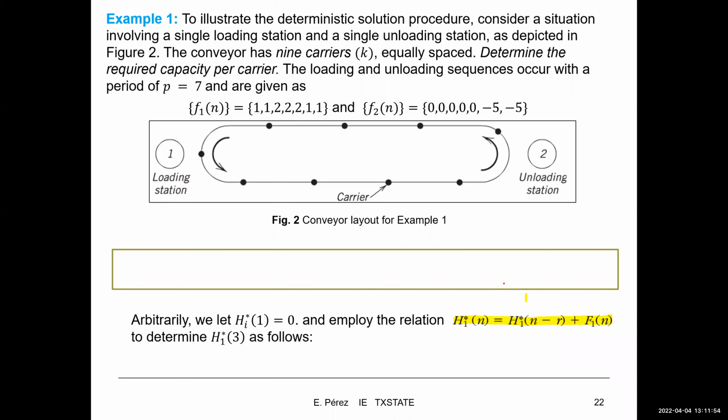So recall the amount of material carried by carrier N after passing station I.